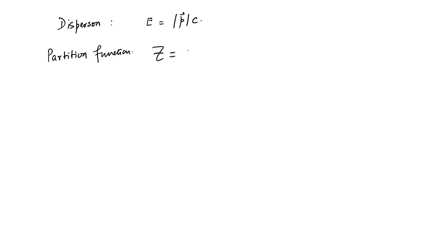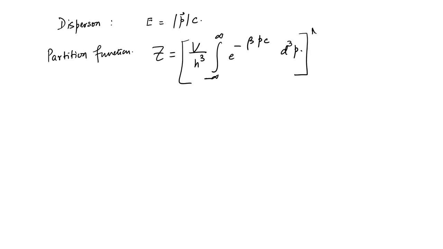Z is equal to V over h cubed, integral from minus infinity to plus infinity of e to the power minus beta Pc. We simply write it as Pc because we have taken the minus infinity to plus infinity, so the mod is taken care of, and we have say for example, d^3p, and this is whole to the power n, because these are non-interacting photons. Okay? The photons are not interacting among themselves. So we can calculate the one particle partition function and raise it to the power n.